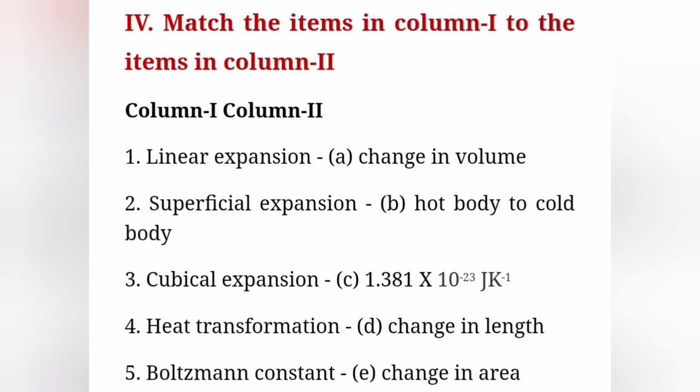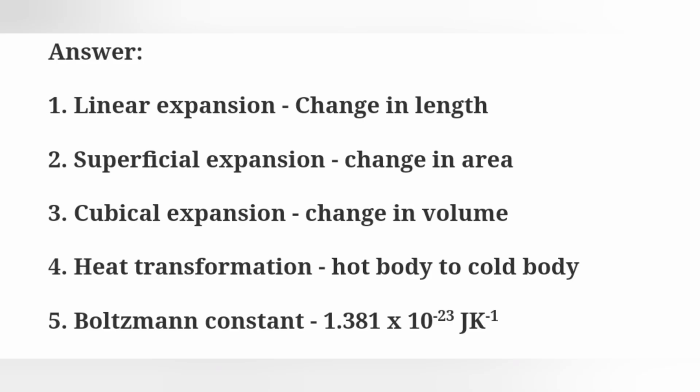Roman letter 4, match the following items in column 1 to the items in column 2. Answer, first one, linear expansion, change in length. Second one, superficial expansion, change in area. Third one, cubical expansion, change in volume. Fourth one, heat transformation, hot body to cold body. Fifth one, Boltzmann constant, 1.381 into 10 to the power of minus 23 J K minus 1.